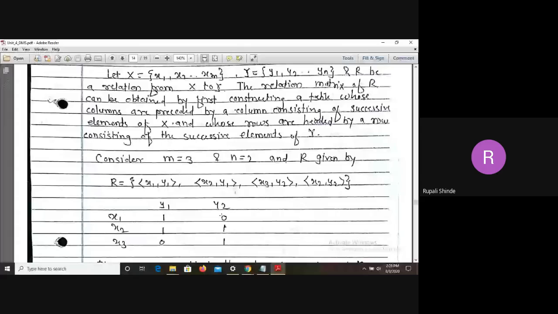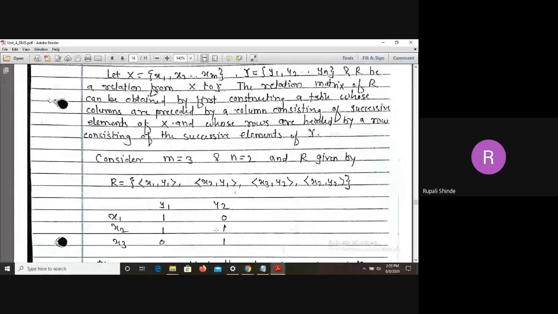Next, consider the second row x2, with ordered pair (x2, y1). Check whether (x2, y1) is present. Yes, it is present in the given relation, so it must be represented by 1. Now check (x2, y2). Is it present? Yes, that is also present, so we write 1 here.